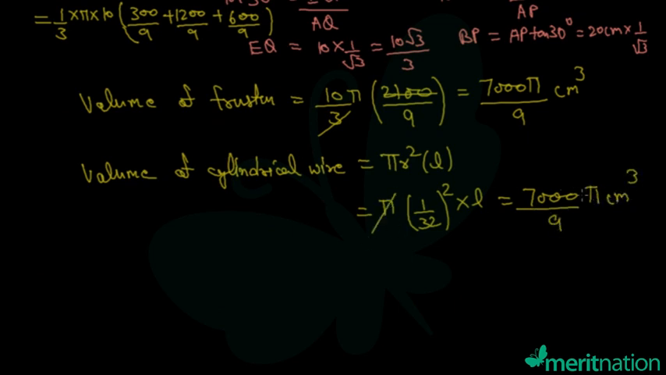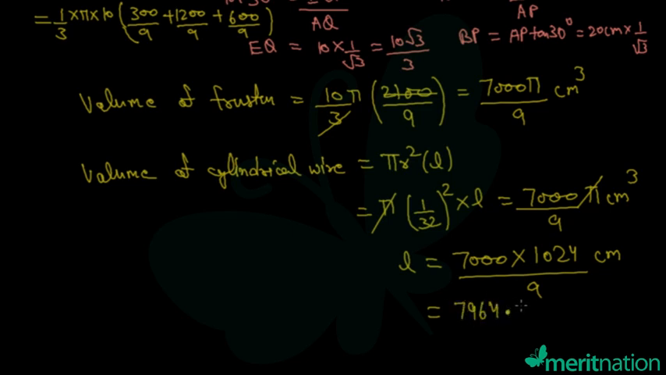We can cancel out pi from both sides, and L you will get would be equal to 7000 into 32 square, 1024, divided by 9 centimeters. This is the value of L. If you calculate this value, the length comes out to be 7964.44 meters. This would be the length of the cylindrical wire.